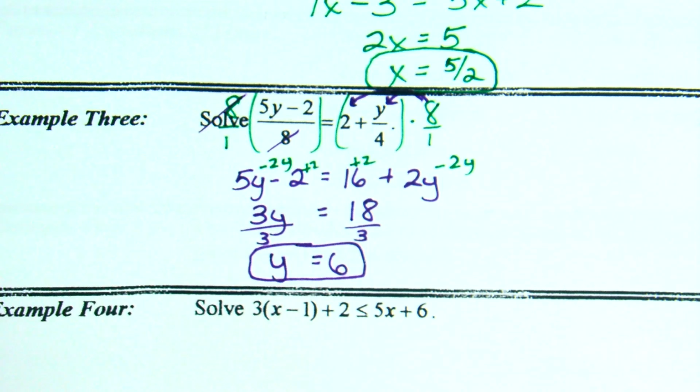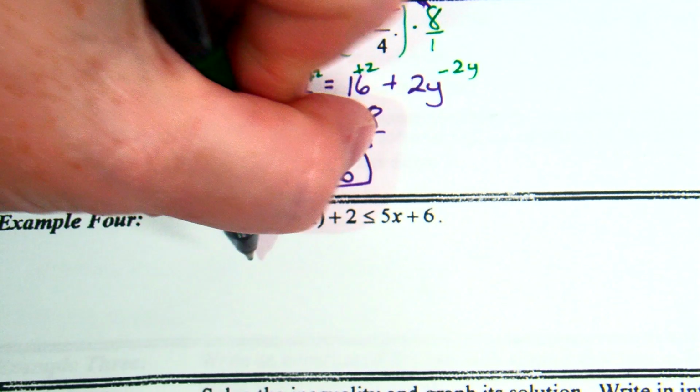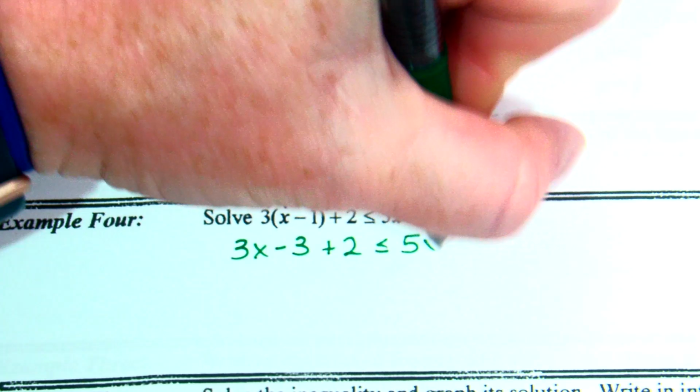Okay, example 4. Difference about example 4 is instead of an equation, it is an inequality. Besides that fact, we pretty much work the problem the same, don't we? So, we're going to start off by what? Distributing. So when I write out that first line, 3x minus 3 plus 2 less than or equal to 5x plus 6.